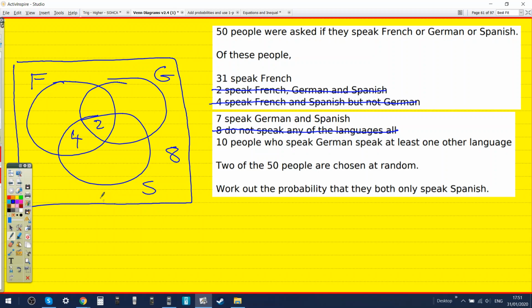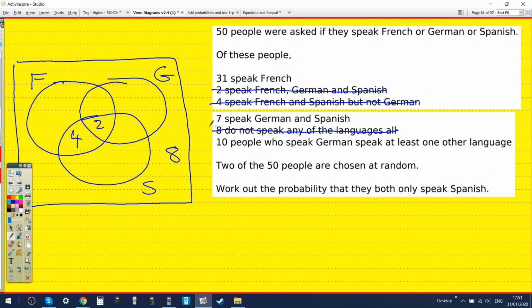Okay, so 31 speak French. We have to minus the 4 and the 2 for now, which gives us 25. So probably put 25 in French. So I don't think there's anything else related to French here. Might be. Let's see. I just want to stick with this one.